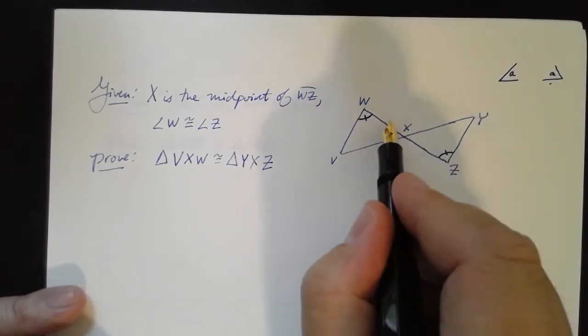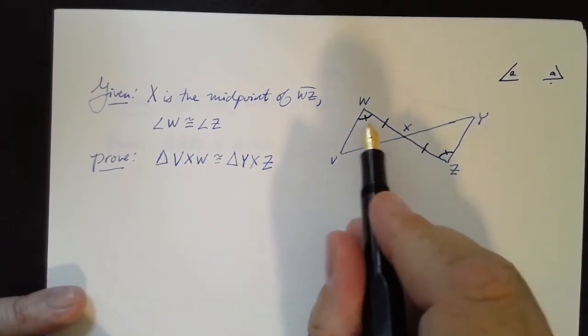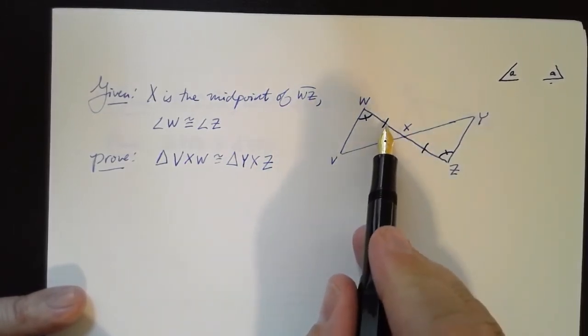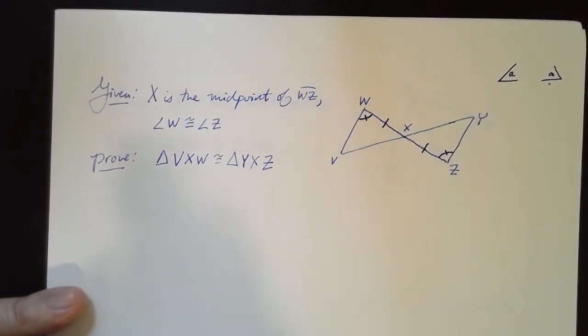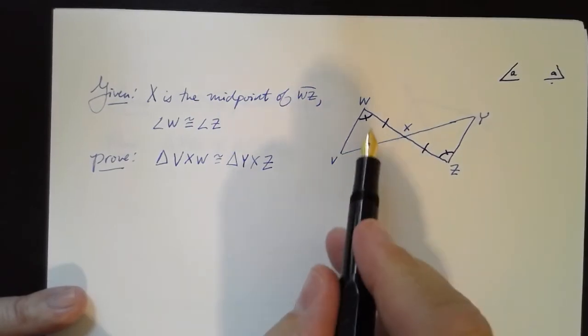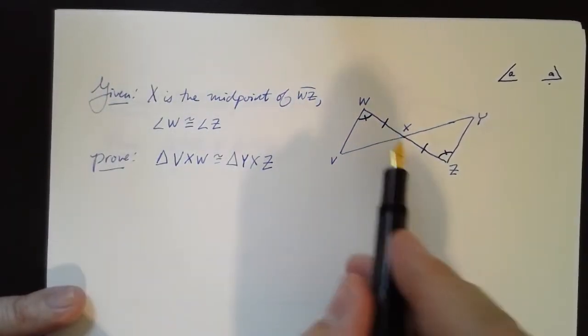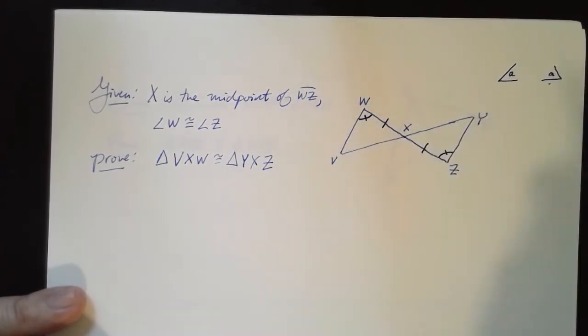So again, I will use tick marks. A single tick mark and a single tick mark will suffice. It's impossible for angles and sides to be congruent. So I have WX is congruent to XZ. So here are my givens that I've been told, and here's what I want to prove. Triangle VXW is congruent to triangle YXZ. I want to prove these two triangles congruent.